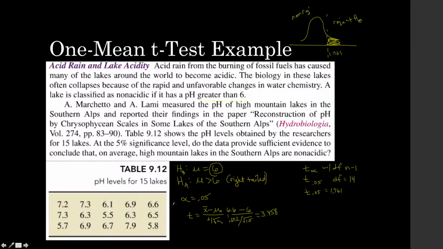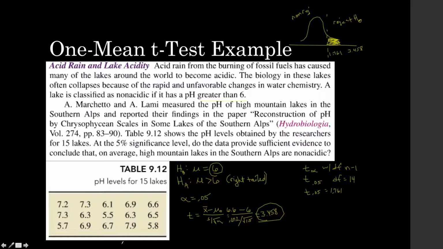So what you need to do is look at your value for t. Where does it fall? Our value for t, the observed value, is 3.458. Well, that's going to fall over in here. So notice that is in the rejection area. So, since it falls into the rejection area, we reject the null. So what this means is that these test results are statistically significant at the 5% level.